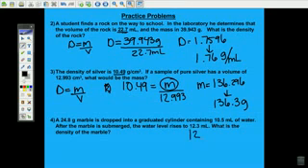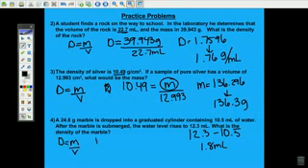So 12.3 minus 10.5 gives me 1.8 milliliters. So that's my volume. And I need one decimal place since I'm subtracting, which I have, so I'm okay there. And then I'm going to plug it into my density equation.